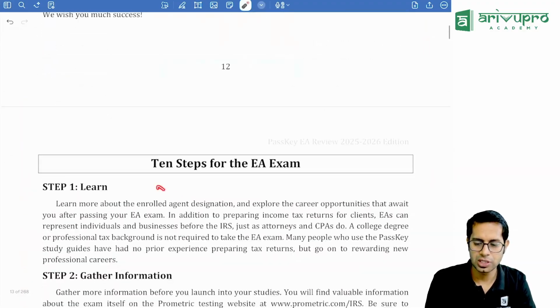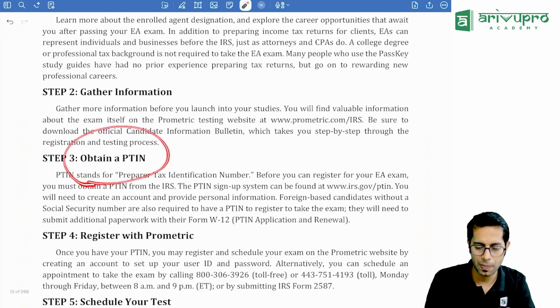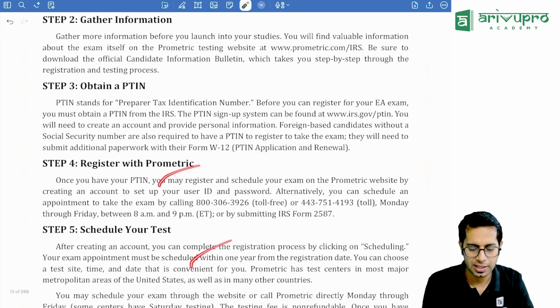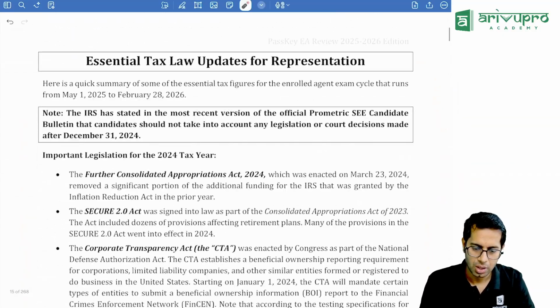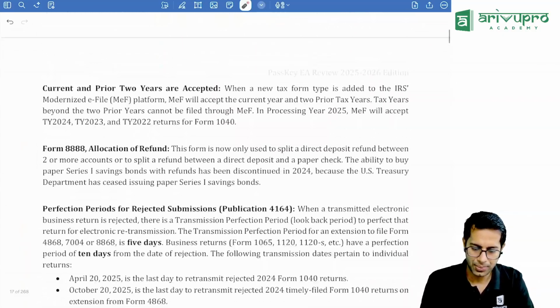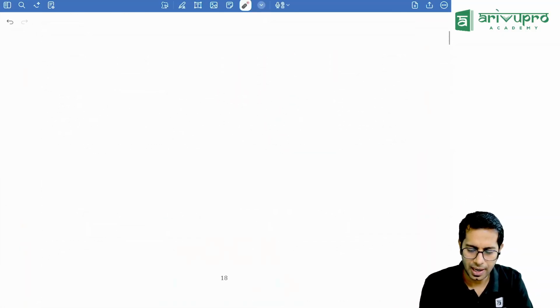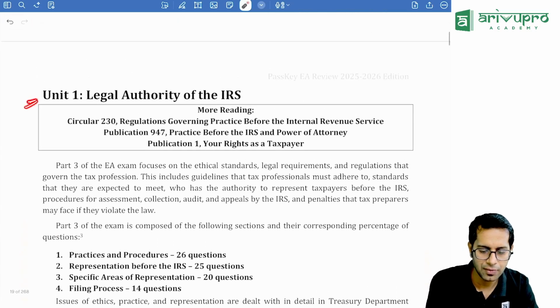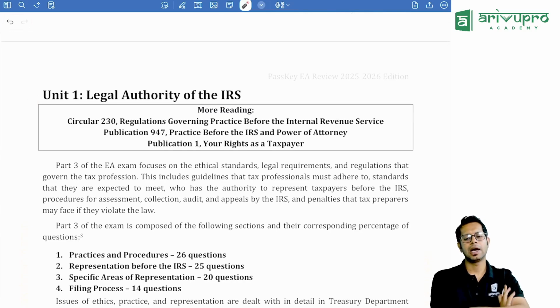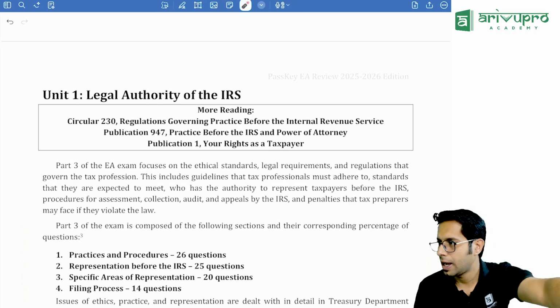So what is the procedure for attending the examination? You first learn and gather information, then obtain your PTIN, then register with the center, then schedule your examination test, etc. Now, this is all the theoretical part. Before we start the actual discussion, we will start over here with unit number 1, legal authority of IRS. Legal authority of what, sir? IRS.